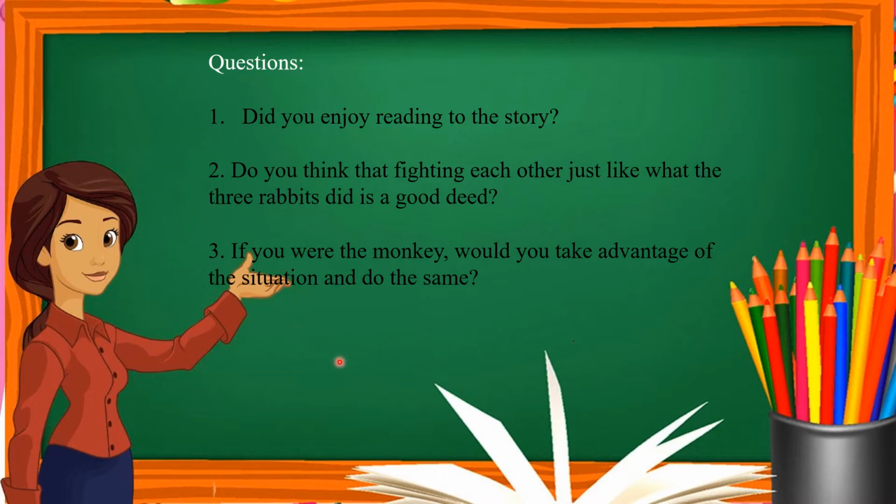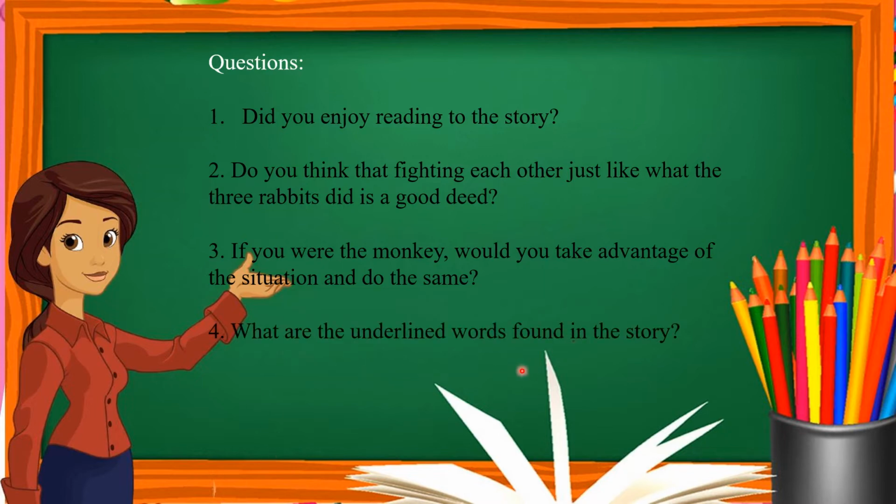Okay, what's for the monkey? Very good. Banana is for monkeys, right? Okay, monkeys and bananas. Carrots are for rabbits. Very good. But because the rabbits were fighting, the monkey took advantage of the situation and ate all the carrots, not the bananas. Okay, next one.